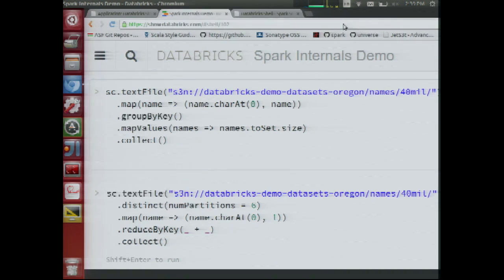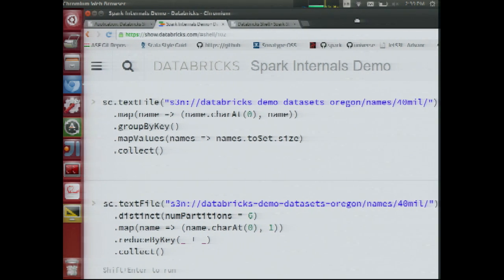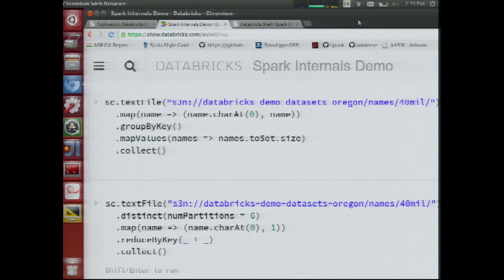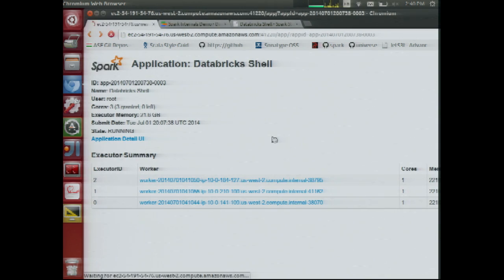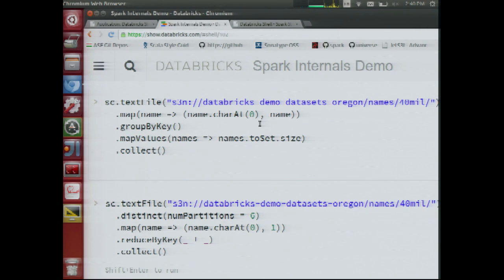OK, let's see here. This is in our product because it's very nice to do demos in it. The first one is the exact example we were looking at, except I replaced HDFS with S3. There are 40 million names in this data set, in 4 gzipped files. To show you my cluster, you'll see that I have 3 machines with 1 core each. I really stripped these machines down. Now I will execute this.